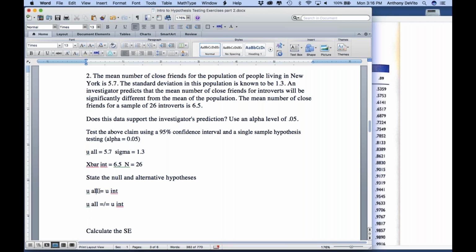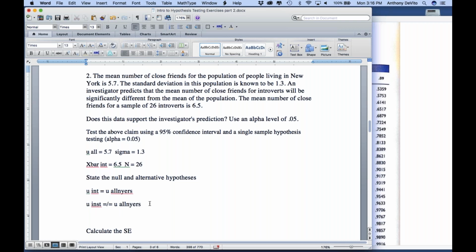So I could do it this way. I could write the mean for introverts is equal to the mean for all New Yorkers, and the mean for introverts is not equal to the mean for all New Yorkers. But I didn't change anything. I just turned them around. I just reversed them, right?